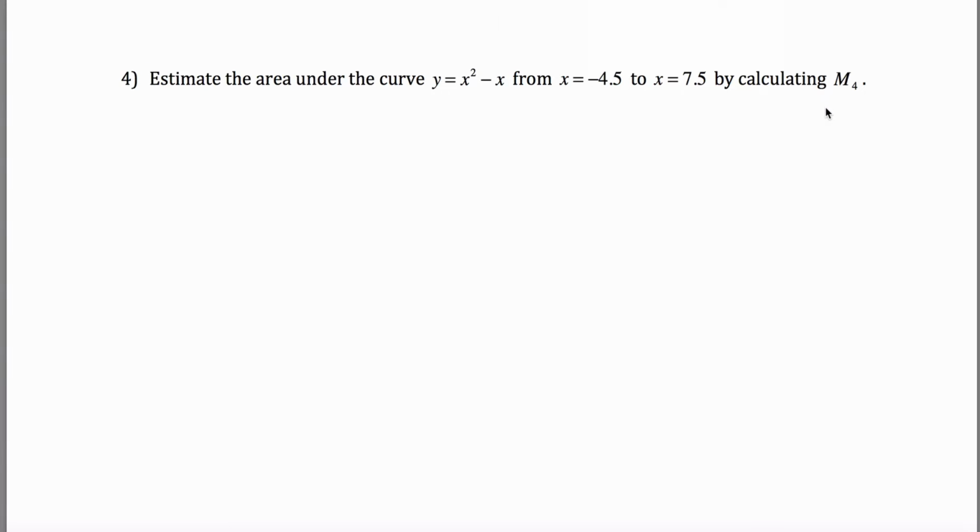Well, to calculate M4, you're thinking I'm adding up the area of 4 different rectangles, and to figure out the length of each of those rectangles, I can think about the entire length, so 7.5 minus negative 4.5, which ends up being 12. But that's the total length. I want 4 rectangles in that length, so each individual rectangle, 12 over 4, which is 3, is my rectangle length.